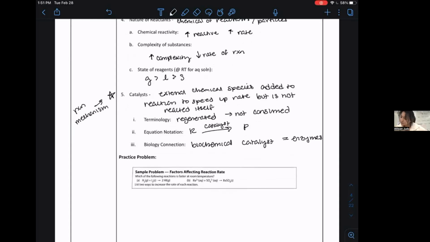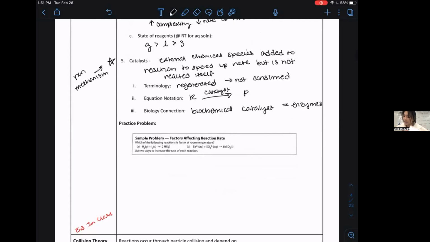Okay, so for this practice problem, I'm going to let you guys address this, and then we'll quickly talk about it, and that will be the end of class. So just take about 2 minutes to try to figure out methods. Take note of the state of matter, okay? And then we'll talk about it.